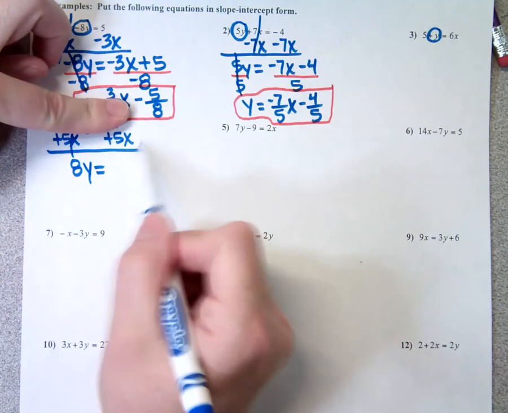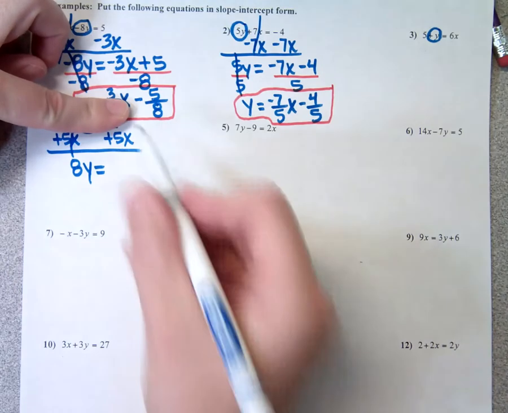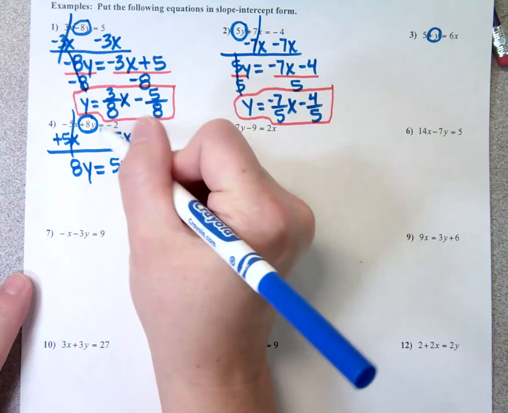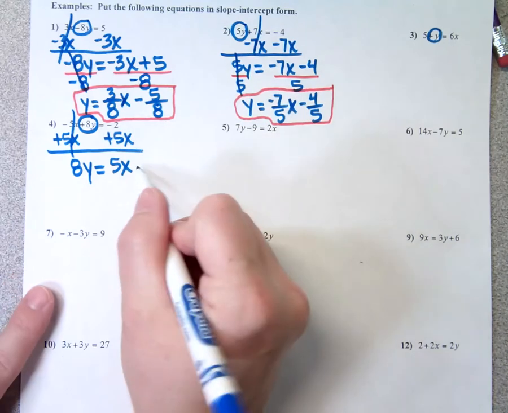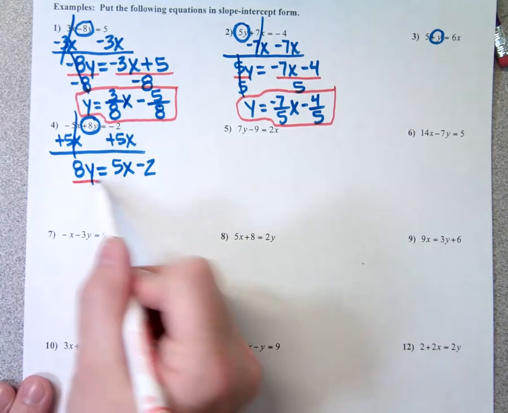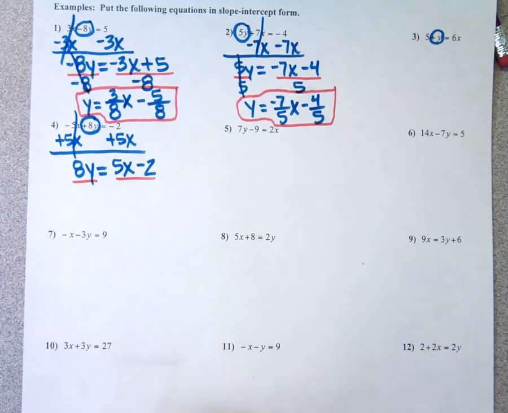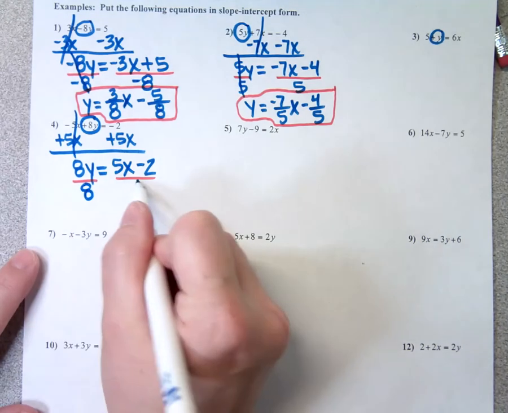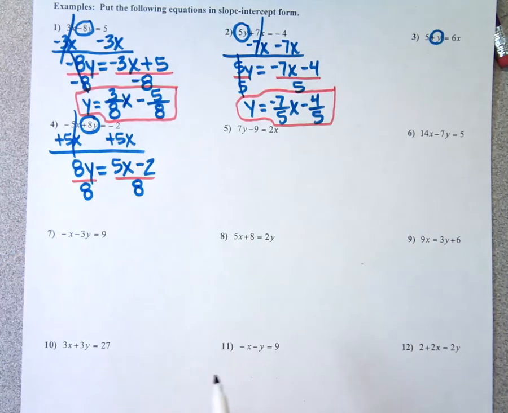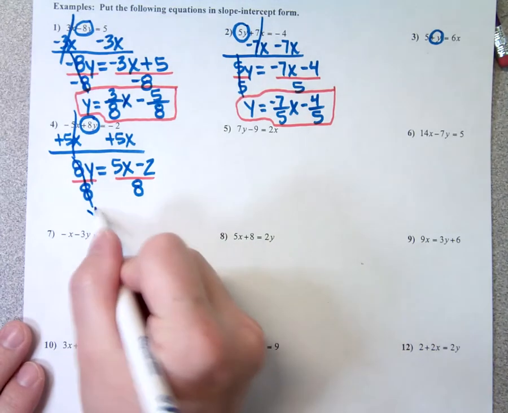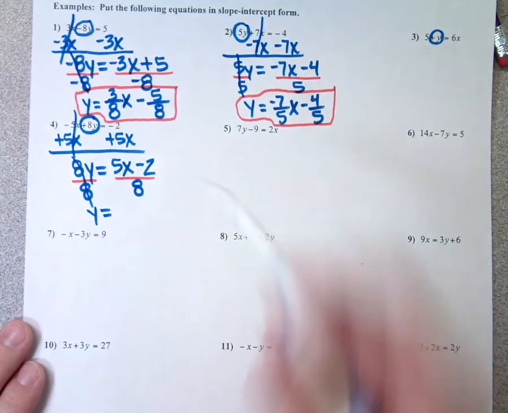Okay, so I recopy. What kind of 5x is it? It's a positive 5x, so I write a positive 5x. And then what kind of 2 is this? It's a negative 2, so I write minus 2. Okay, the last step is divide by whatever's in front of y. And what's in front of y? 8. So I divide both sides by 8. 8 divided by 8 is 1, so all I'm left with is 1y.